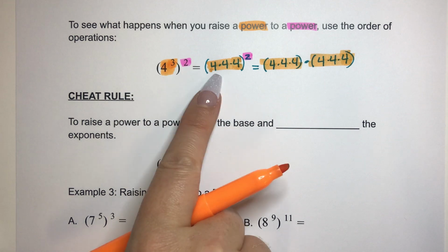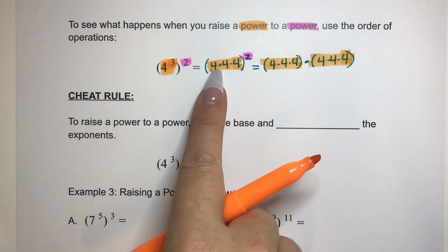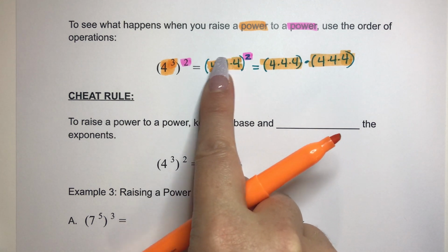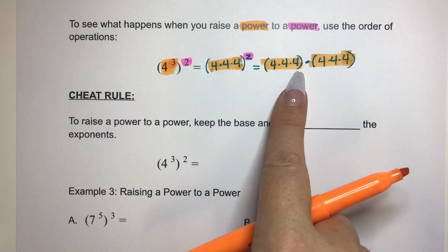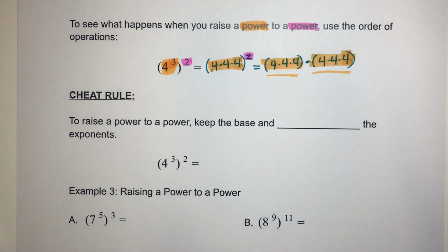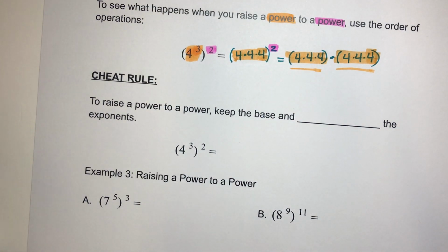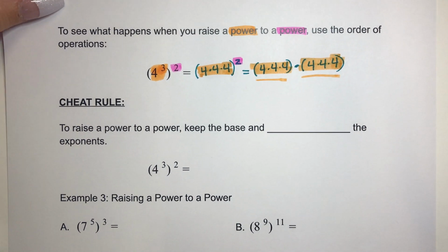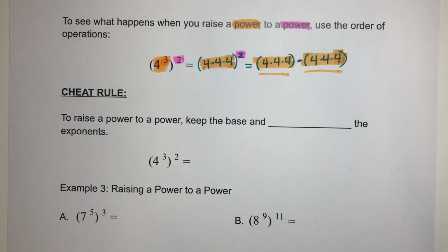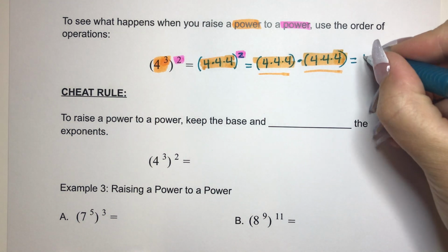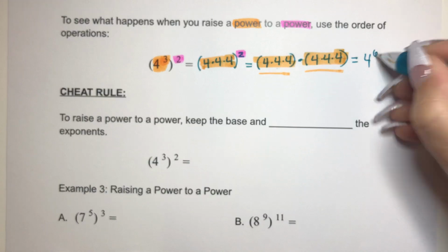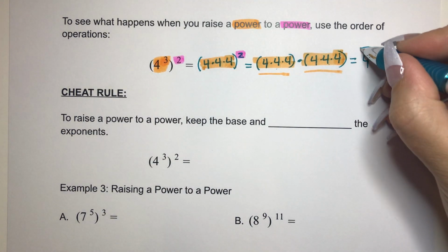Well, 4 to the third is the same thing as 4 times 4 times 4, right? 4 multiplied by itself 3 times, and that's being squared. What does this mean? This means you take this base and you multiply by itself 1, 2 times. Now we just have a bunch of 4s that are multiplied, and so we can write that as an exponent. 4 times 4 times 4 times 4 times 4 times 4 is equal to 4 to the 1, 2, 3, 4, 5, 6th power. And that would be the answer there.